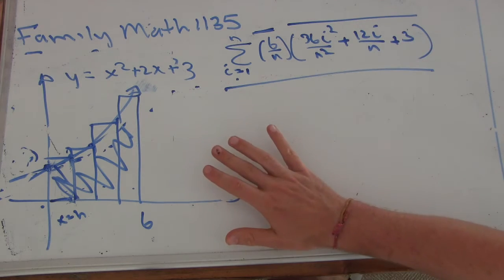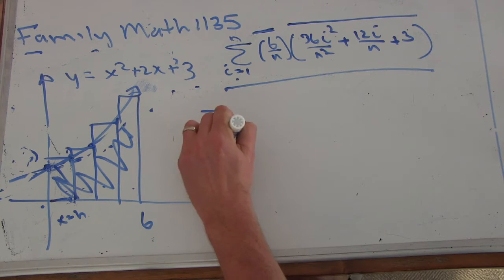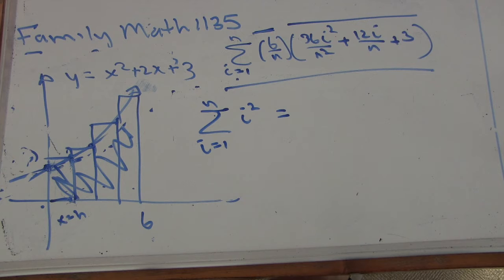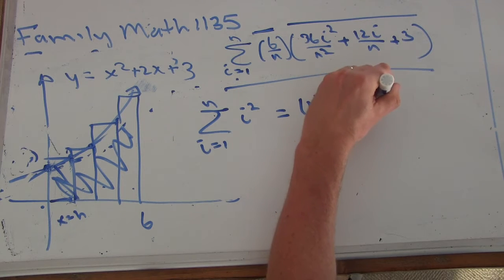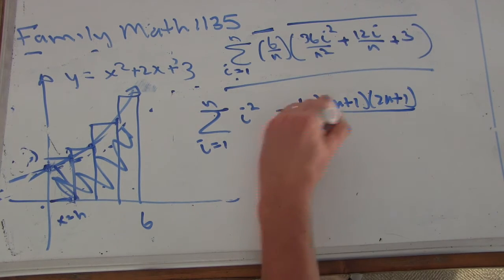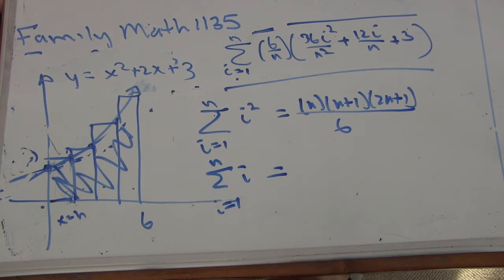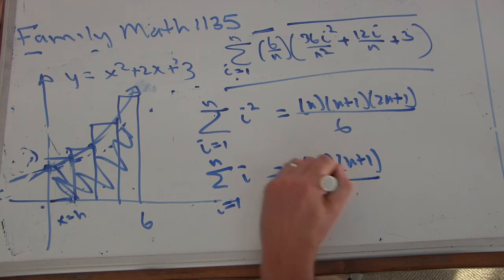What we're going to do with this sum that looks intractable is remember just a little bit of arithmetic that we talked about yesterday. We know what the sum from i equals 1 to n of i squared is: n times n plus 1 times 2n plus 1 over 6. And the sum from i equals 1 to n of i is n times n plus 1 over 2.